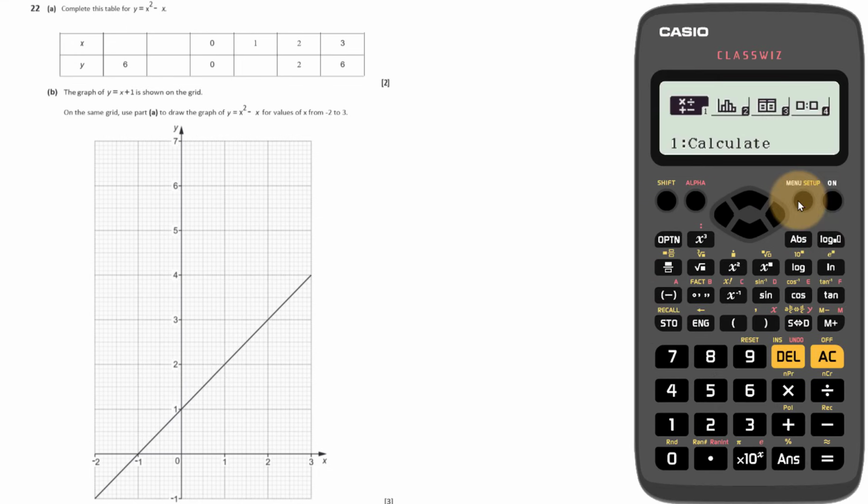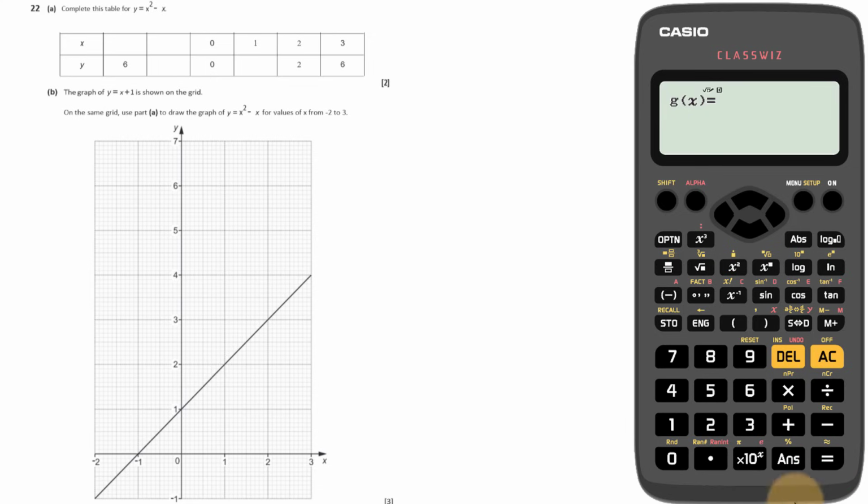So if you tap on mode and go to table, then you get f of x is equal to displayed on your screen. So it uses a slightly different notation. f of x is the same thing as y basically. So y is equal to, and then we just type in the bit on the other side of the equal sign, x squared minus x. Now to type in the x, you need to press the alpha key, and then the x here is above the bracket. So x squared minus, and then alpha x again.